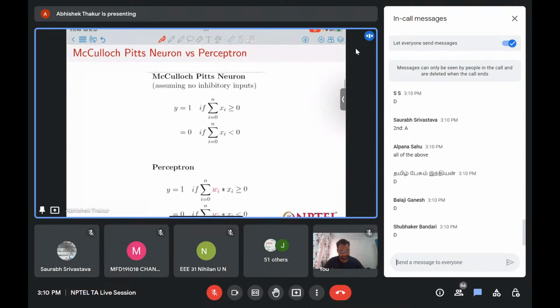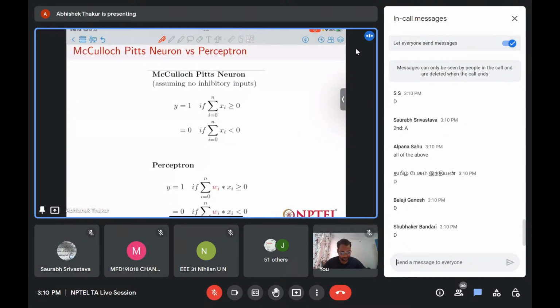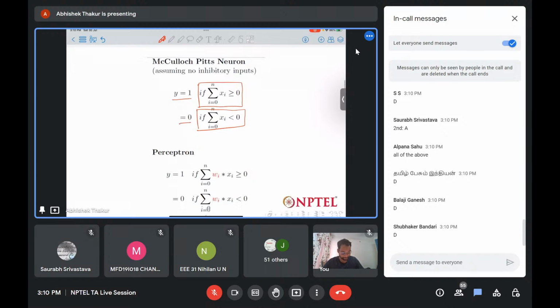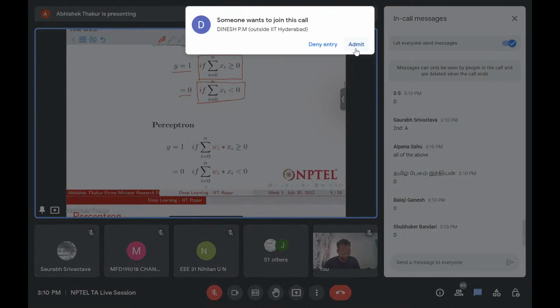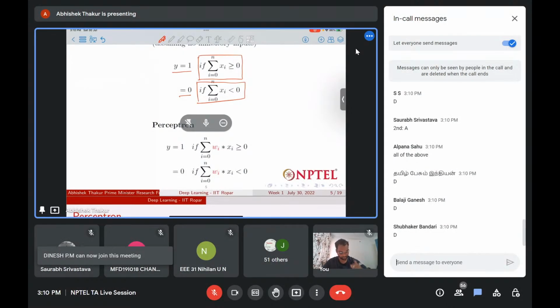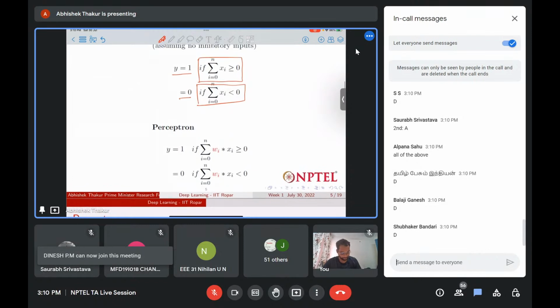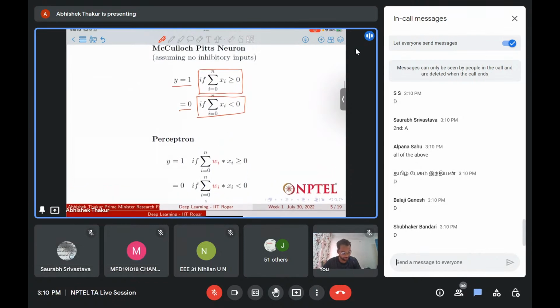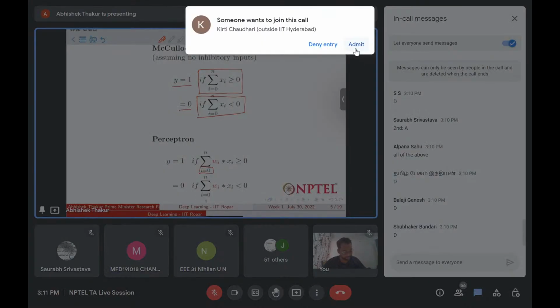First we'll see the McCulloch-Pitts neuron, where our output y is equal to 1 if the summation of all the inputs is greater than 0, and that is equal to 0 if the summation of xi is less than 0 or some threshold value. But in the perceptron, y is equal to 1, and we will see how this formula came, with i equal to 0 here.